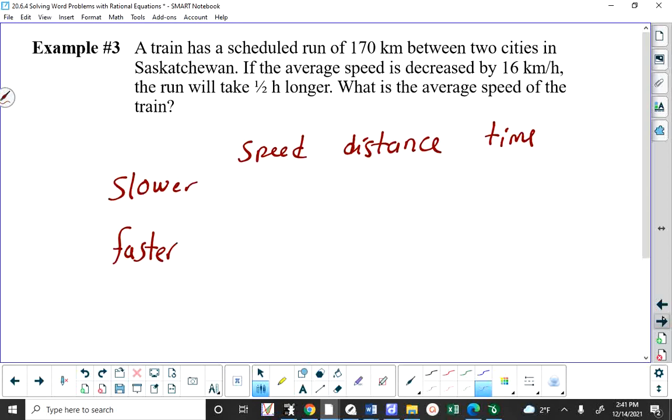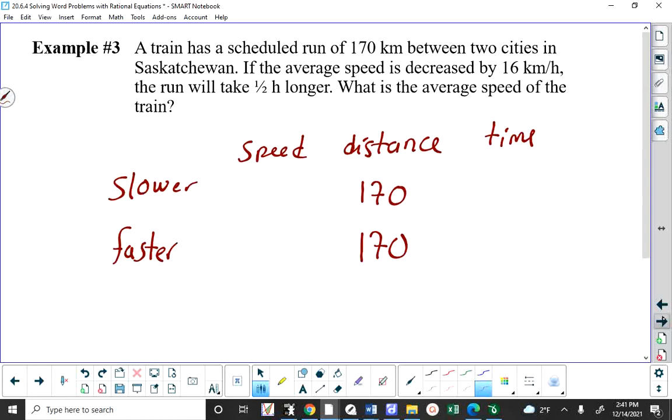Now, there's a very specific way to fill in the information that leads us to the equation. Okay? It's very specific. One of these three columns is always going to be filled with numbers that you were told in the question. Okay? 170 kilometers. It doesn't matter if the train's going fast or slow. This is 170 kilometers. All right? So that's the first column that we fill in, the one that has the numbers.